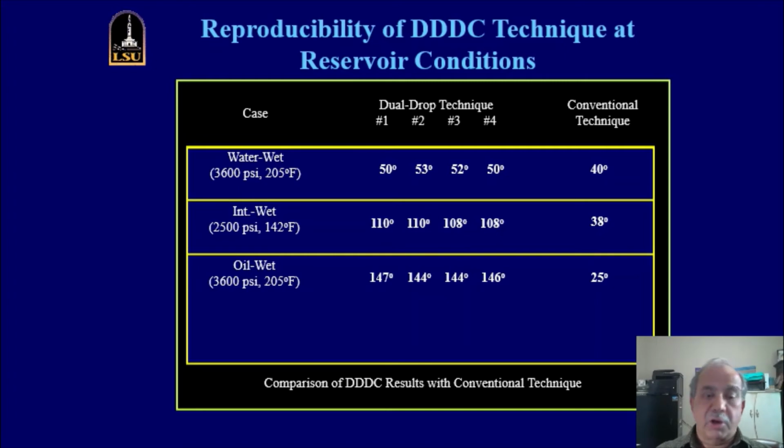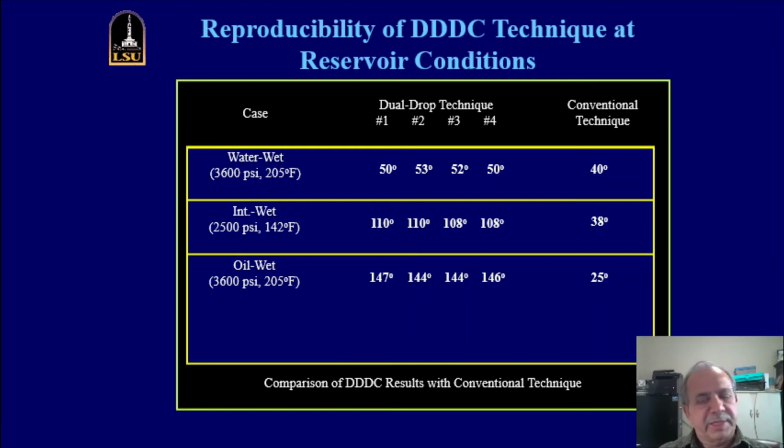And the oil wet case, that was the same reservoir as this, but instead of quartz crystals here, we used calcite crystals. You see a world of difference here, 144 to 147 degrees. Plus or minus 2 degrees is the reproducibility of this technique.